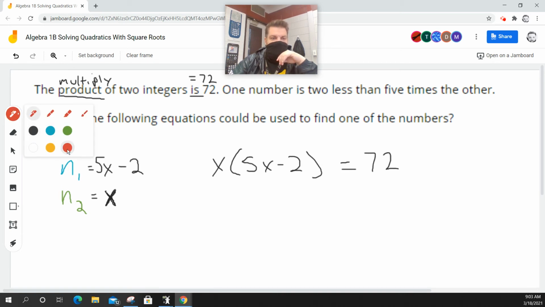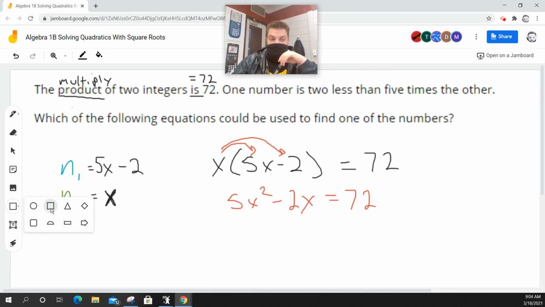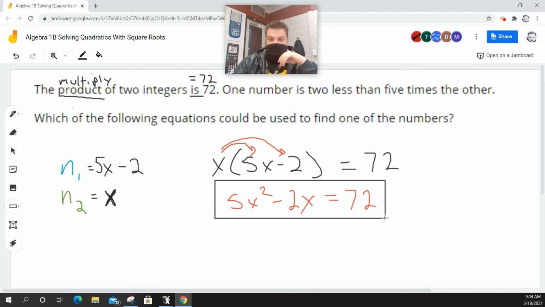Just like the other problem, we're going to distribute this x through the parentheses. X times 5x is 5x squared. X times negative 2 is a negative 2x. And all of that adds up to or equals 72. And basically that is it. And I'll leave that up there, give you a chance to write all that down.